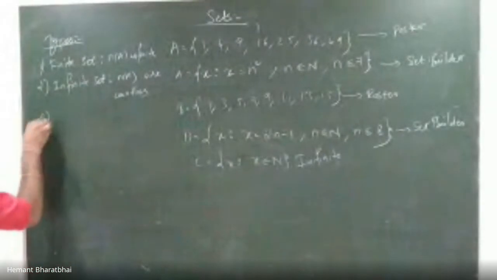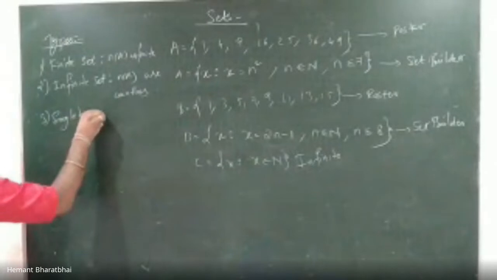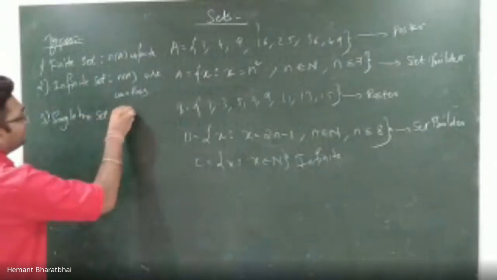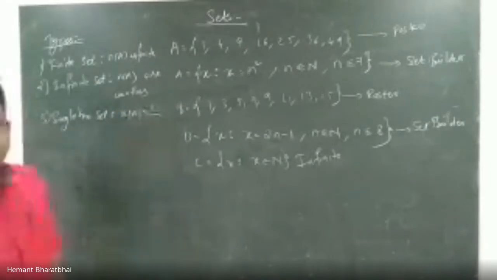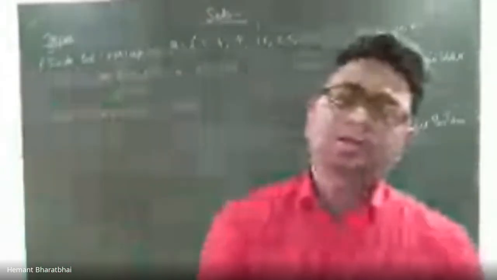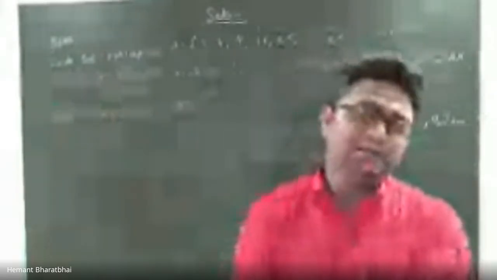Then third, the singleton set. What do you mean by singleton set? Where the number of elements in the set is only one. If there is one and only one element inside the set, then it is called a singleton set.